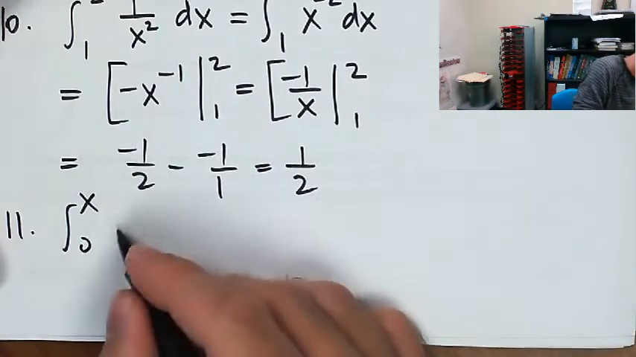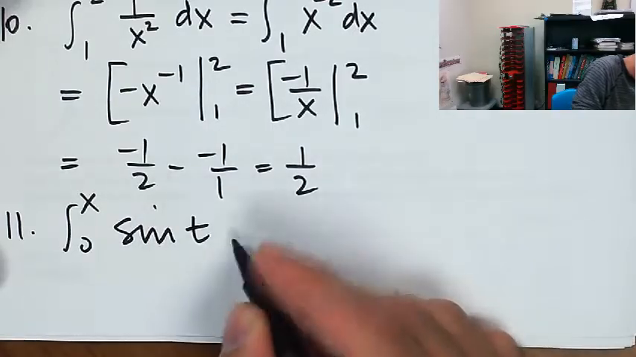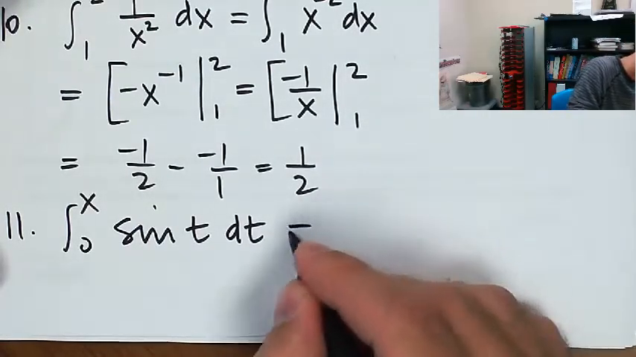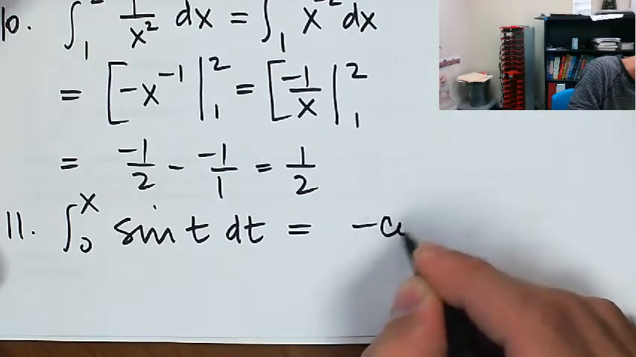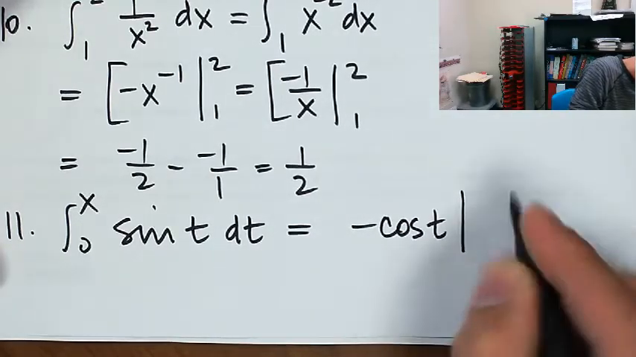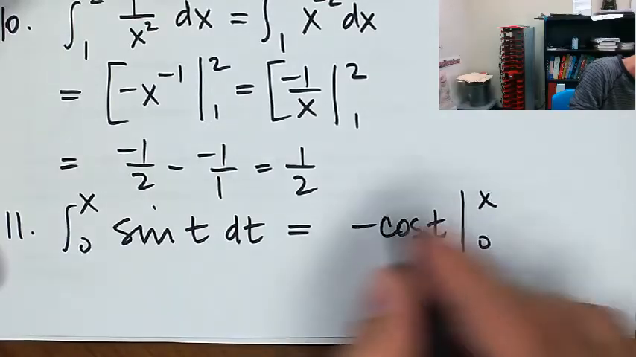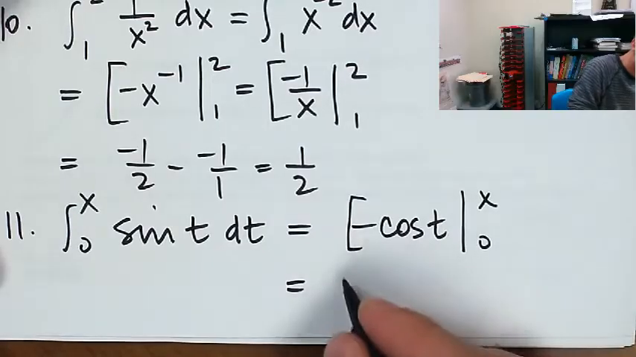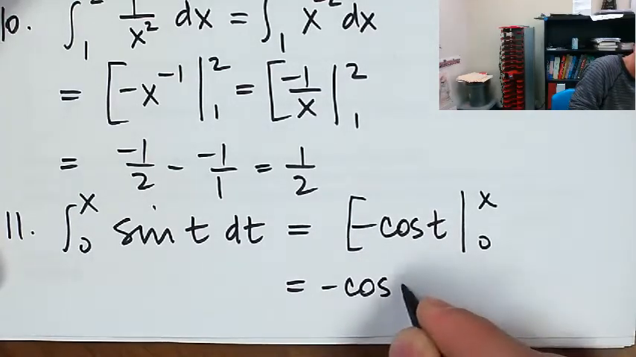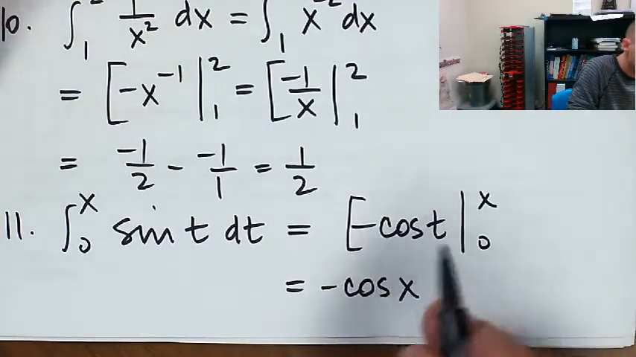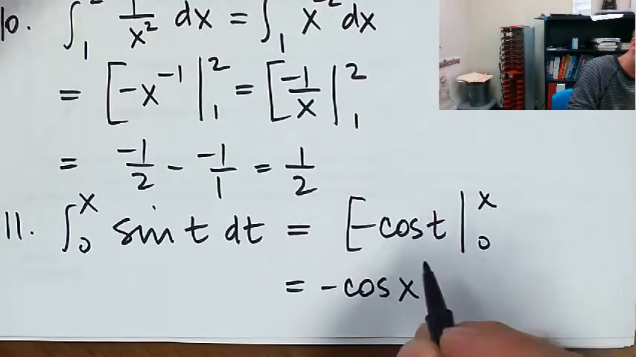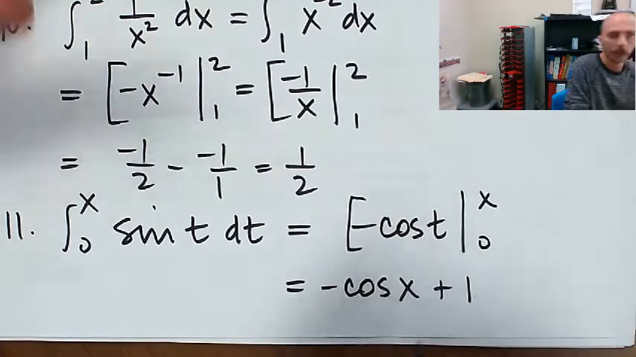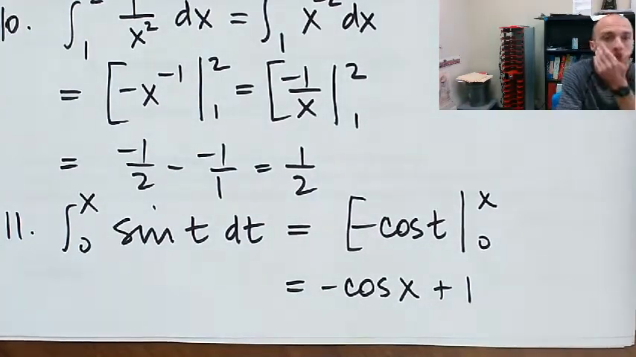Number 11, the integral from 0 to x of sine t dt. Okay, well, I find an antiderivative for sine t, and that's negative cosine t, as t runs from 0 to x. And that's going to be negative cosine of x minus negative cosine of 0, so that's plus cosine of 0, which is 1. So negative cosine x plus 1.